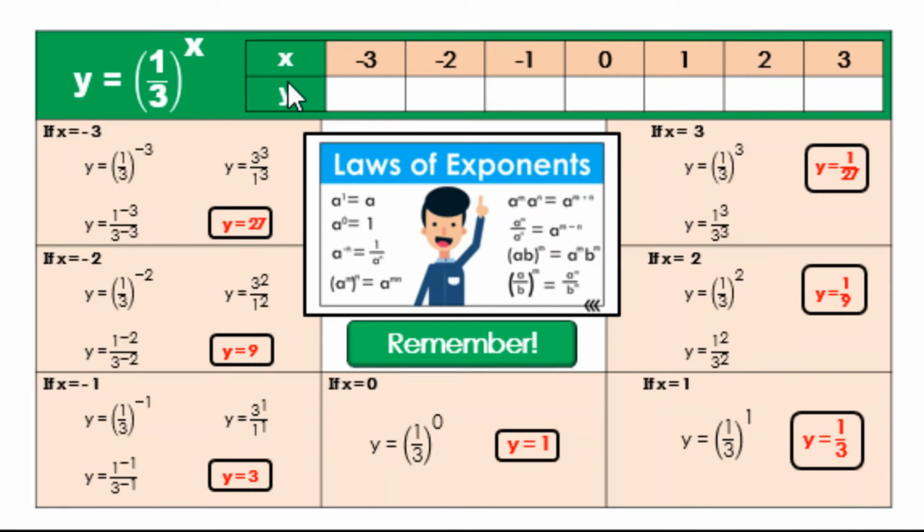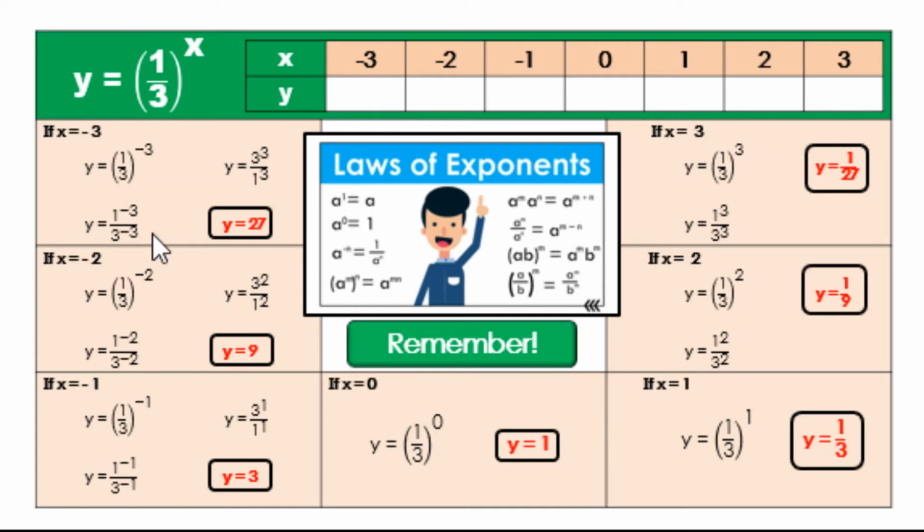So let us now proceed to the first function, y is equal to 1/3 raised to x. So let us start. If x is equal to -3, so by substitution, we have y is equal to 1/3 raised to -3. So using the laws of exponent, this parenthesis means that the exponent of 1 is -3 and the exponent of 3 is also -3, such that we have y is equal to 1 raised to -3 over 3 raised to -3. So for this, we have negative exponents.